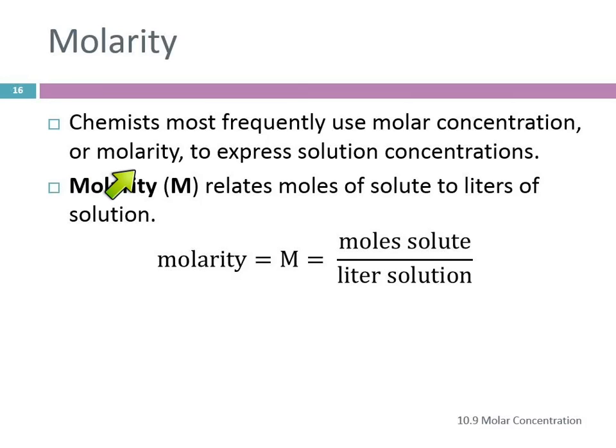Molarity. Sometimes chemists use percent concentrations, but more frequently we use molar concentrations or molarity. Those mean the same thing, to express solution concentrations. And we do this because molarity, instead of using mass of solute, uses moles of solute. And oftentimes chemists are interested in these counting numbers. We want to know how many atoms or molecules we've got. So molarity is abbreviated with a capital M.